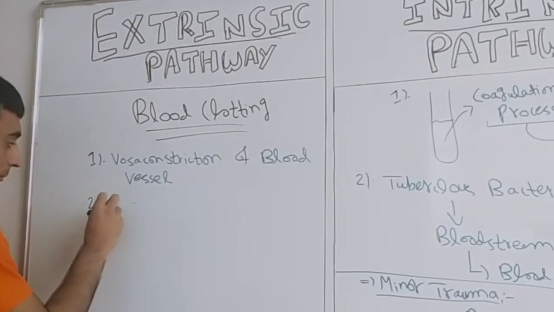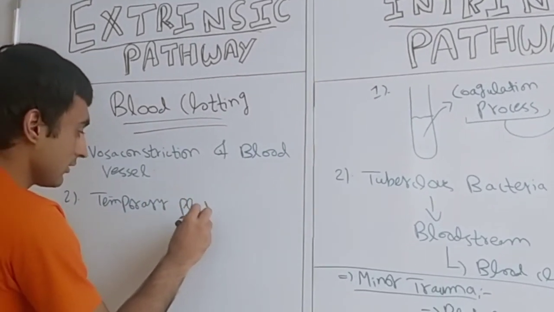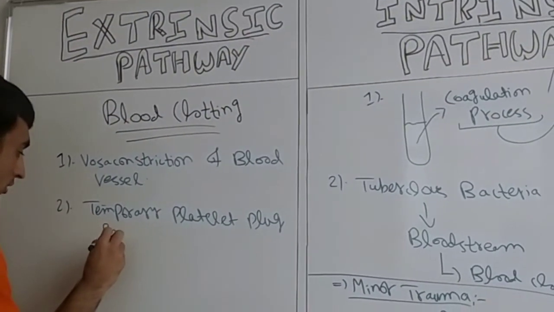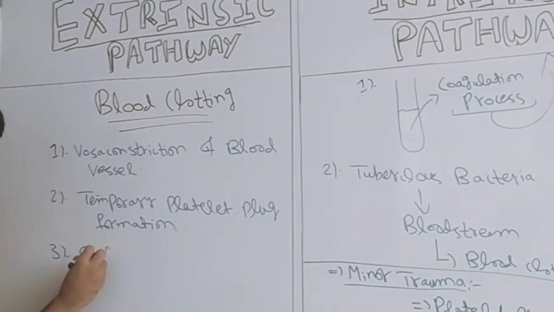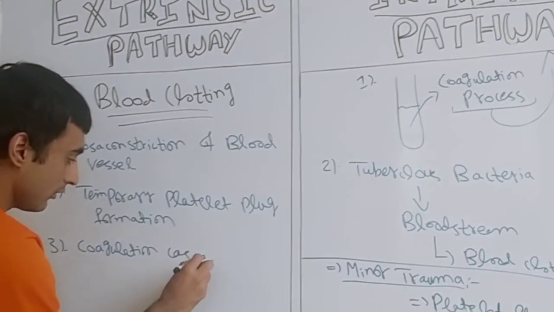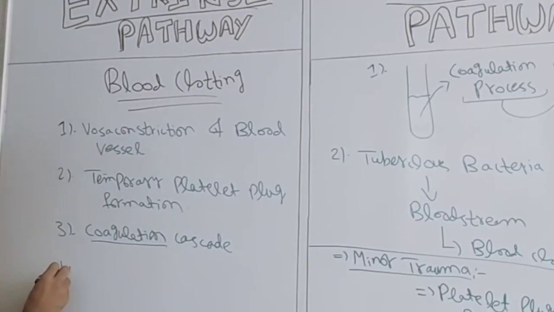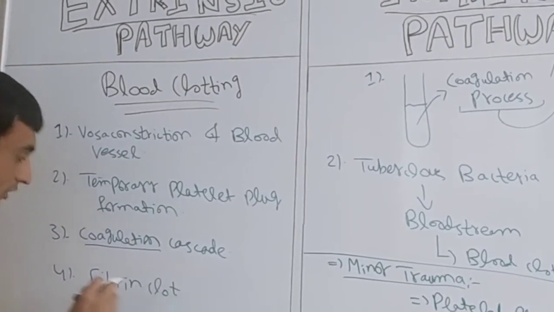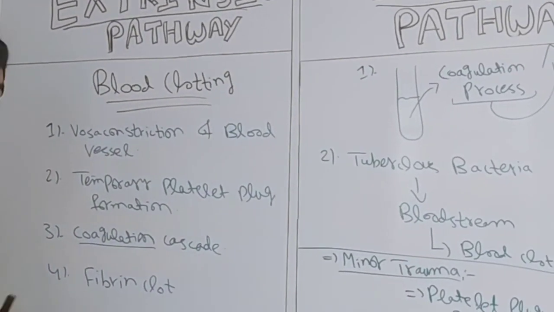Secondly, temporary platelet plug formation occurs. Thirdly, the coagulation cascade is activated. All those factors which cause the coagulation are activated. And number 4, finally, the fibrin meshwork is formed. The fibrin clot is formed, which actually stops the process of bleeding and saves us from excessive blood loss.